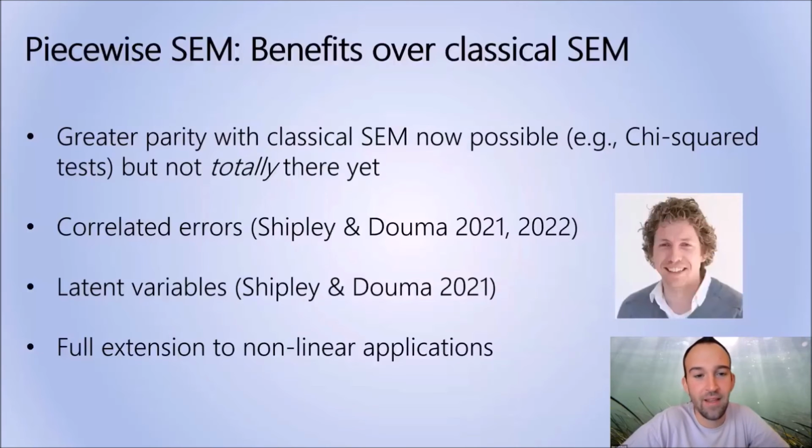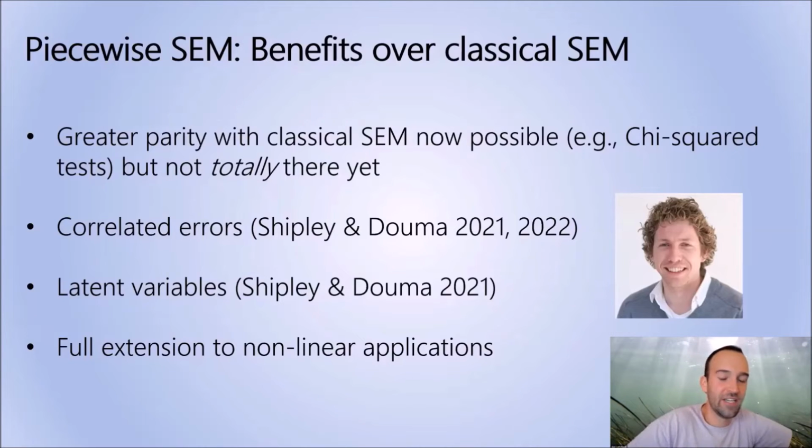Kind of interesting. I would just say that there are a couple of emerging topics in piecewise SEM and extensions that are familiar to users of, say, lavaan and the classical implementation. These include truly correlated errors, as well as latent variables. These are papers that are hot off the presses from Bill Shipley and Bob Douma. And so we would seek to implement those in the package, assuming I can find some time to do so.